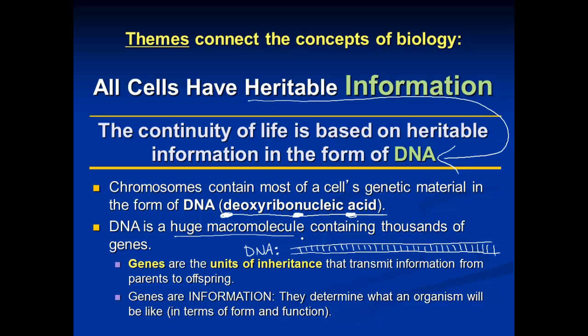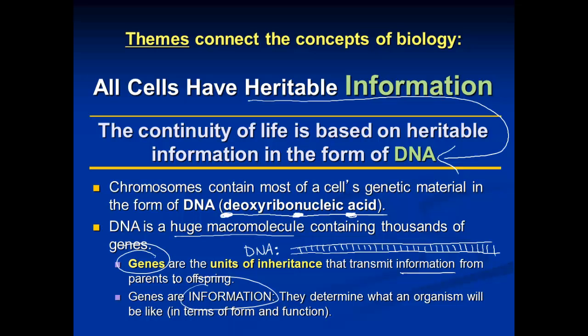Now, on the DNA, we find units of inheritance that are called genes. So genes are simply stretches of DNA that have information associated with them, much like a sentence that we use has information associated with it, so does a gene. A gene has information. They determine what an organism will be like.